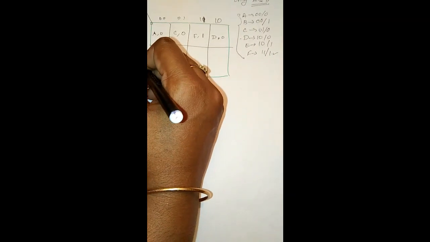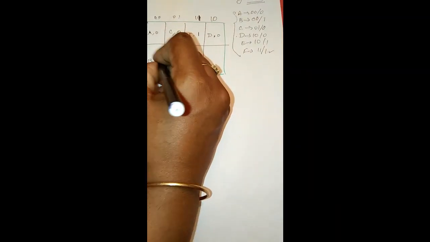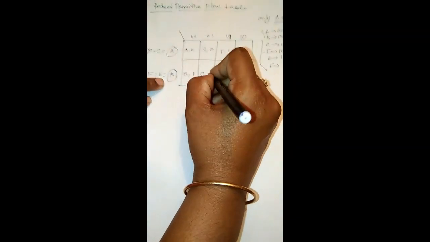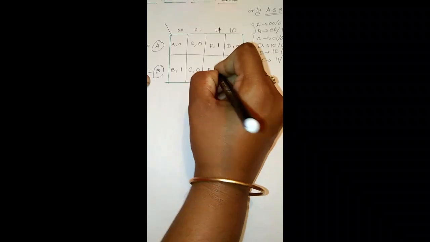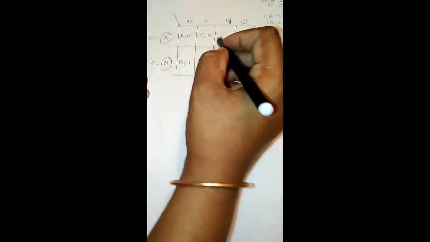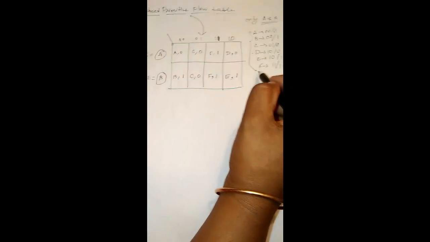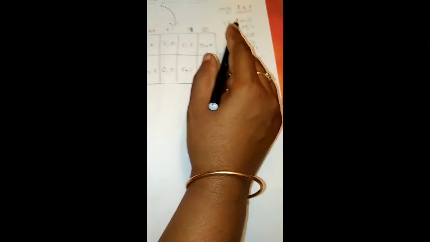Let's fill this row now. Now B: 0 0 is B with an output 1, because it represents B here. 0 1 is nothing but C with an output 0. Now 1 1 is F with an output 1, and 1 0 is E with an output 1, because E belongs here. This is how you frame the reduced primitive flow table, filling it using your primitive flow table, the initial inputs.